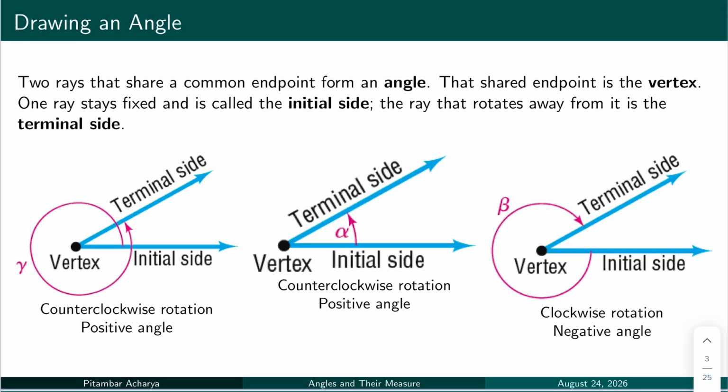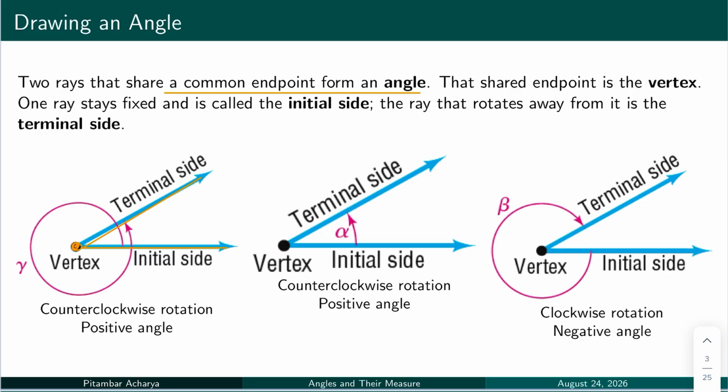So let's define what is an angle. Two rays that share a common endpoint form an angle. Here we have two sides: one is the initial side, another is the terminal side. The shared endpoint is the vertex. So this is the vertex.